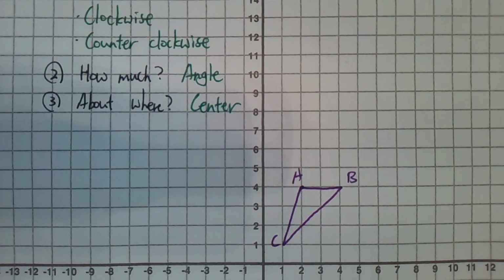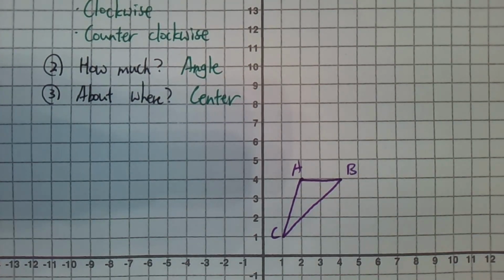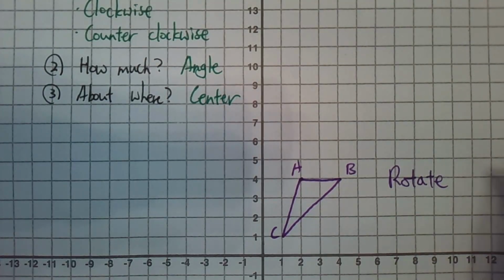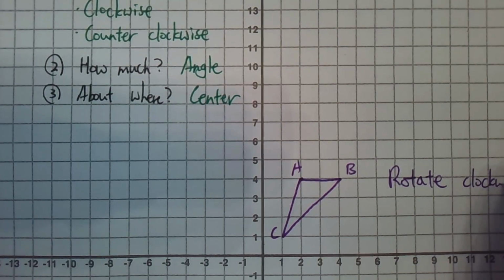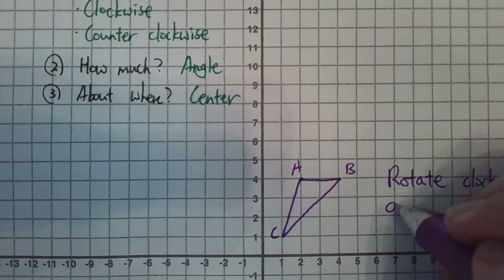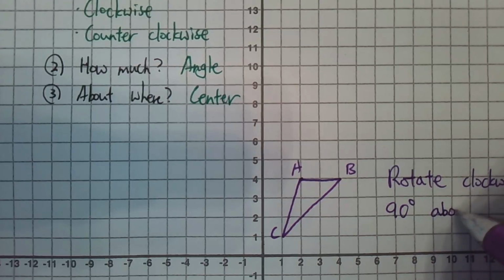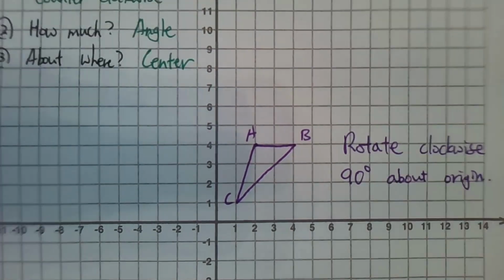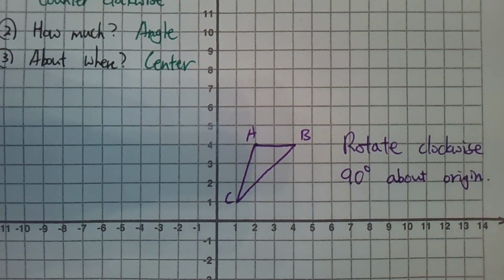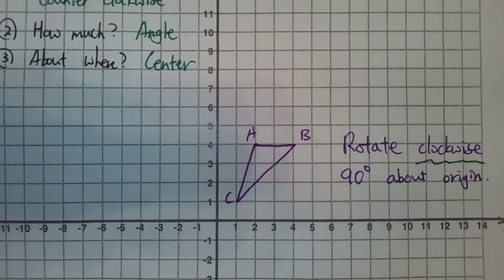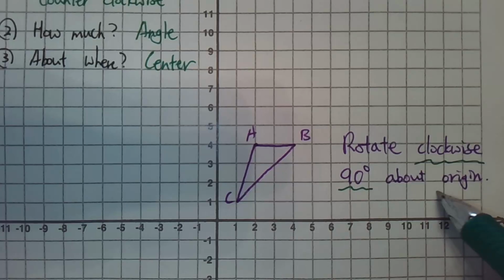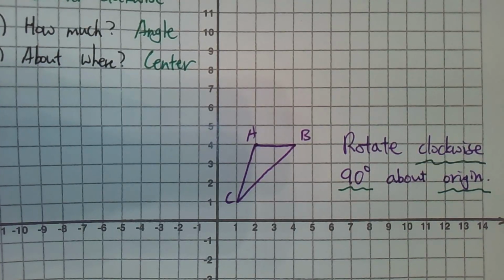I have a triangle here, and we're going to rotate this triangle clockwise 90 degrees about origin. Okay. Here we have our three pieces of information. We're turning things clockwise, this tells me to where, right? And 90 degrees, this tells me how much. And about origin, this tells me the center of rotation.